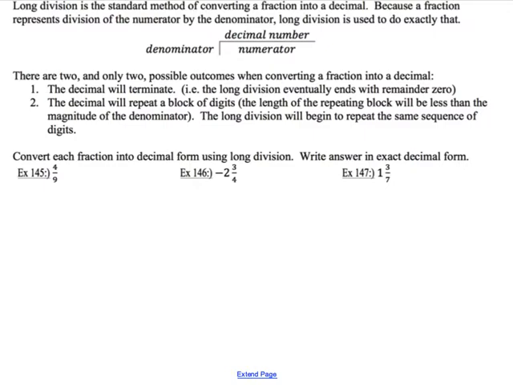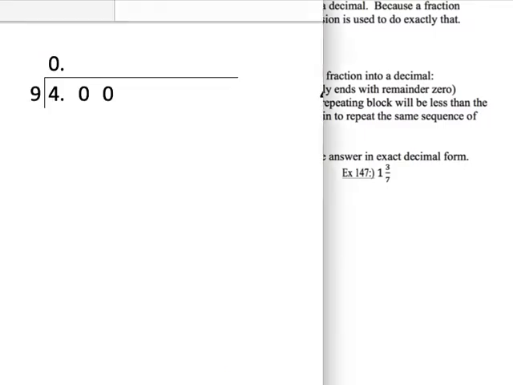So we're going to do some examples here in the notes. Convert each fraction into decimal form using long division. Write answer in exact form. Example 145 in your notes. 4/9. You're going to set up in long division form 9 going into 4. And I don't know how many zeros we're going to need yet, so I have it available.